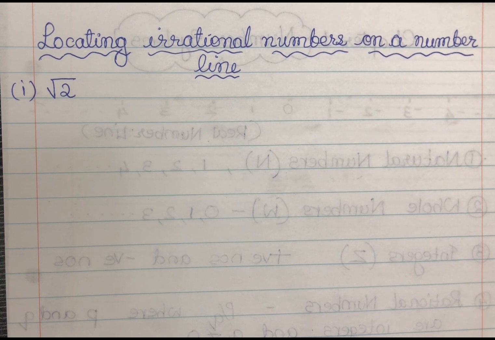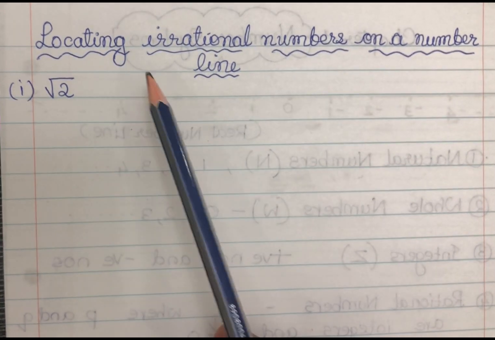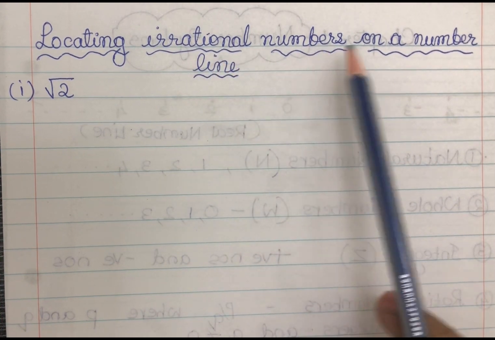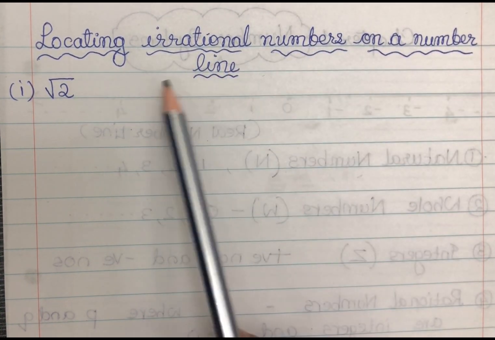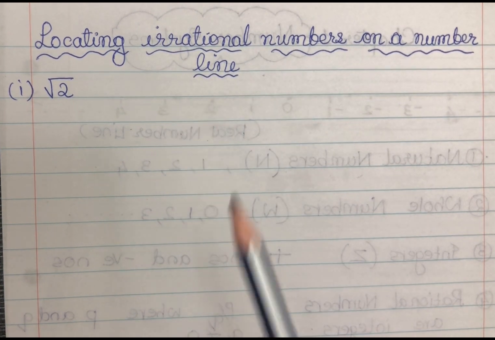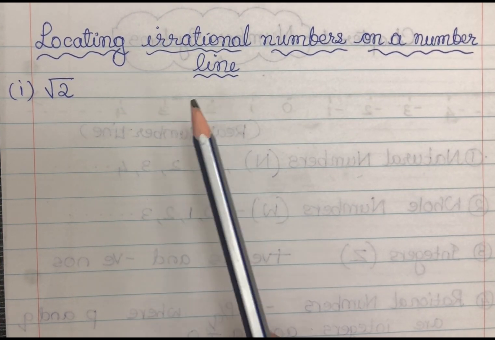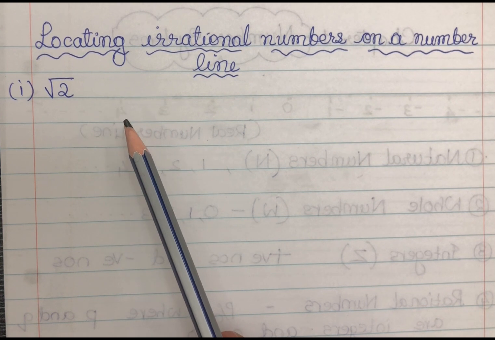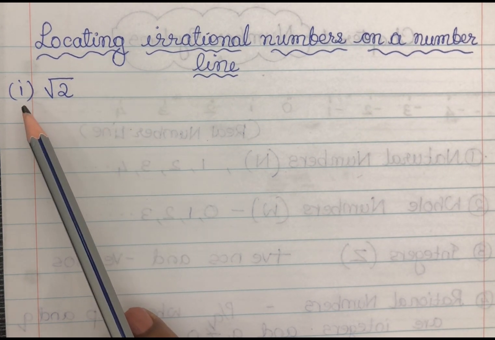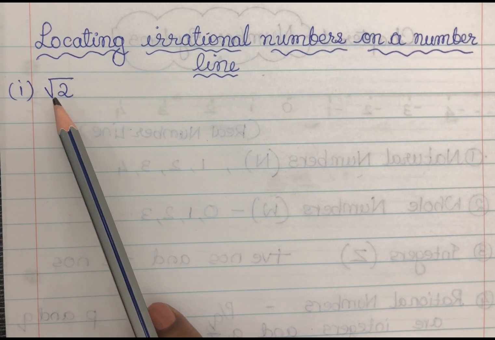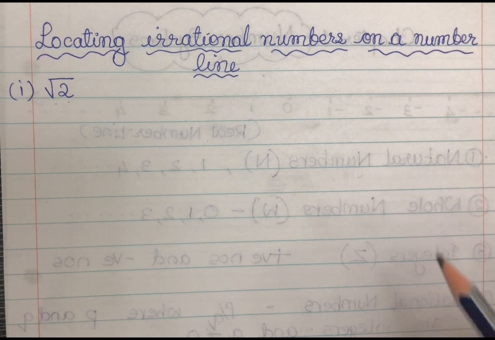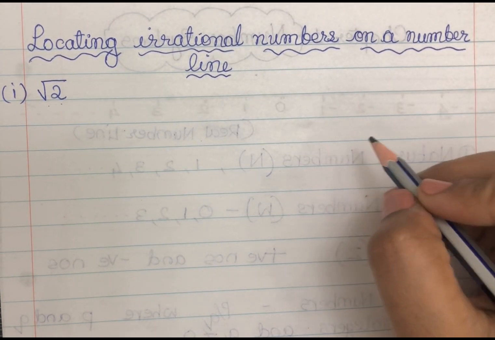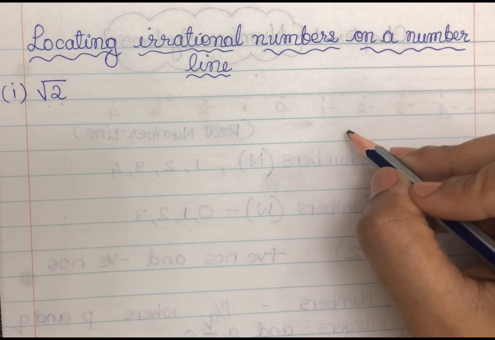Now in this topic we will learn how to locate irrational numbers on a number line. These are very important topics, so pay attention to this topic. Now for example, I will show you how to locate root 2 on a number line. For this, first you have to draw a right angled triangle.